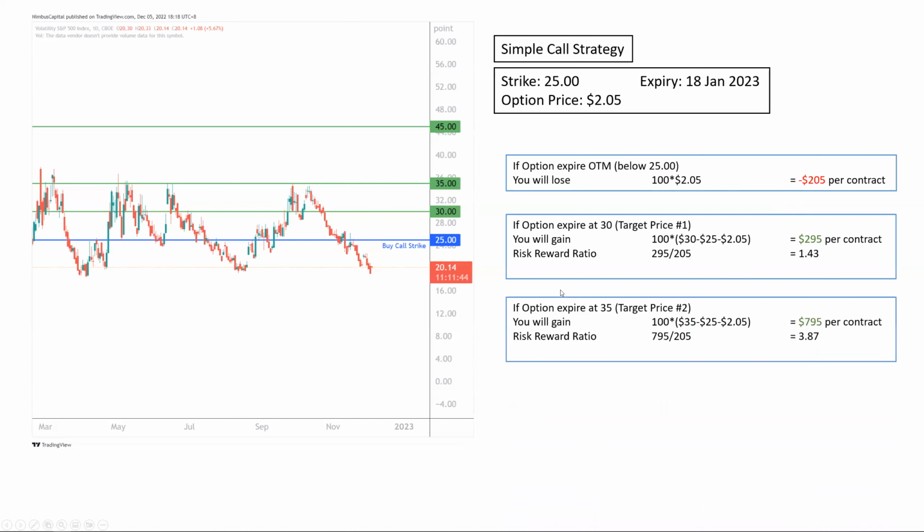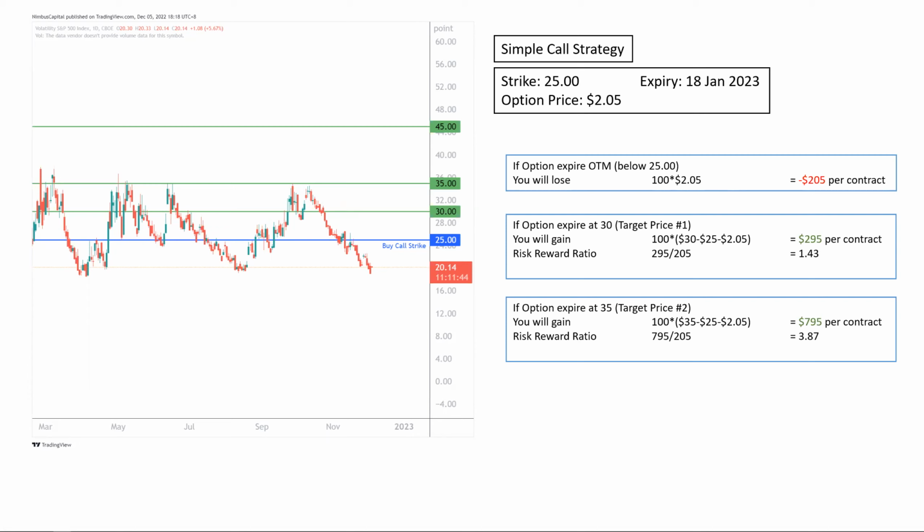So what if the option expires at $35, meaning this is our target price number 2? The calculation is the same. Your TP level of 35 minus 25 minus 2.05, which is your option cost, and then multiply by 100, you will get $795 per option contract. So once again, we are carrying the same risk, because this is your maximum risk. You cannot lose more than this. So our risk reward ratio is 3.87. So it is very attractive, but of course, maybe it might be hard for VIX to go all the way to 35, but then again, who knows, okay?